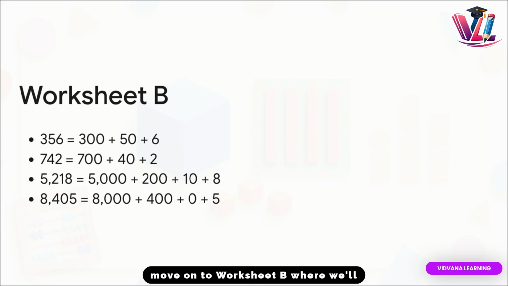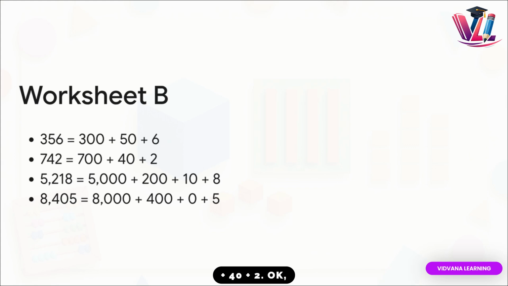Now let's move on to worksheet B, where we'll write the expanded form. Question 1. 356 equals what? Take a second. It's 300 plus 50 plus 6 to show our hundreds, tens, and ones. Question 2. 742 equals, what do you think? It's 700 plus 40 plus 2.